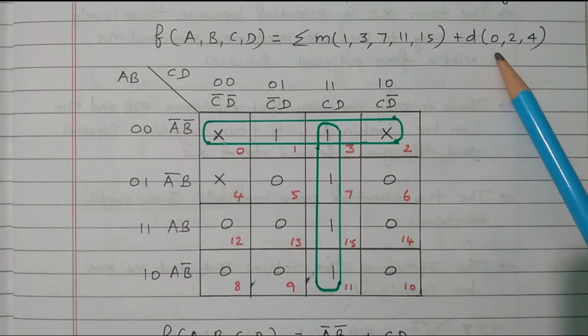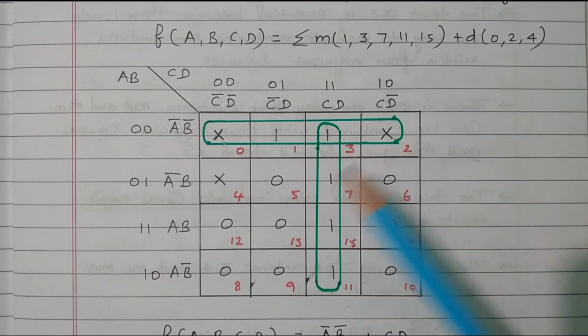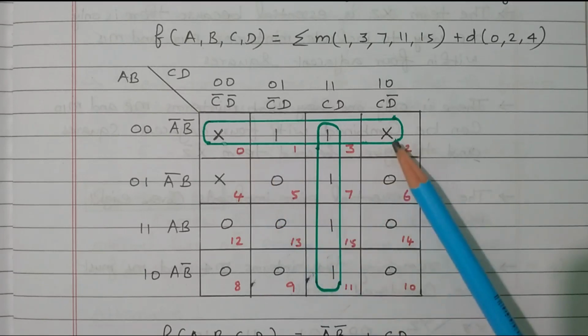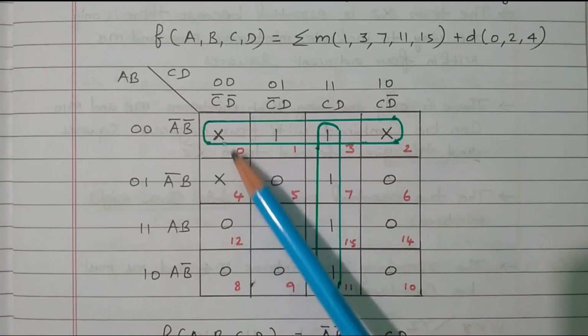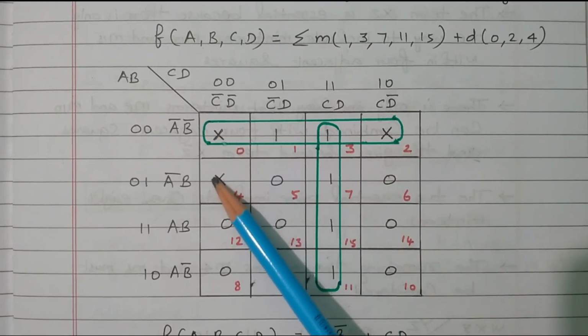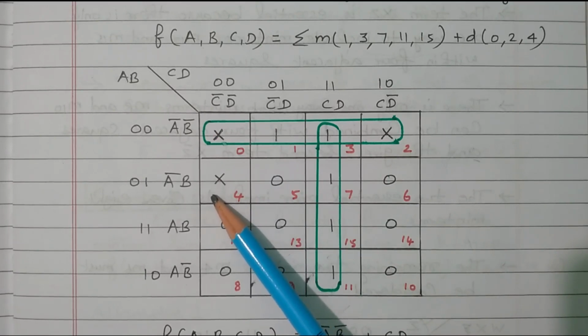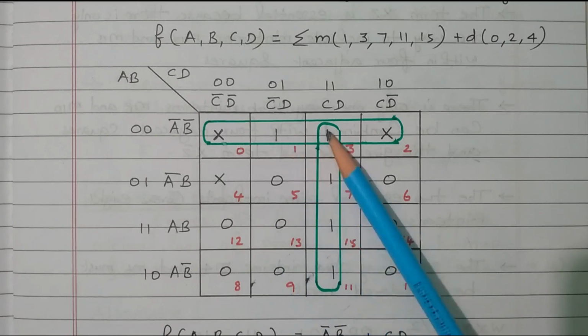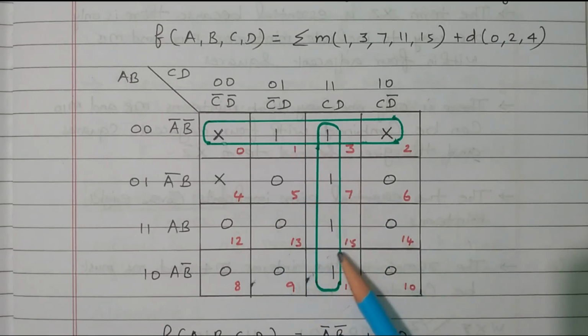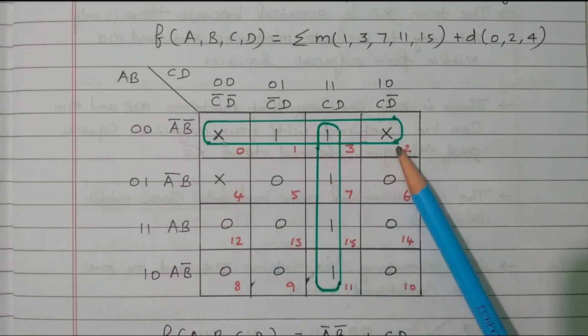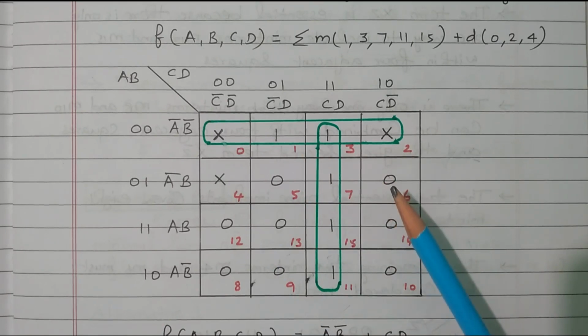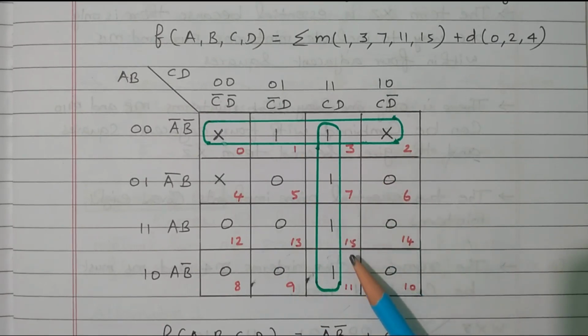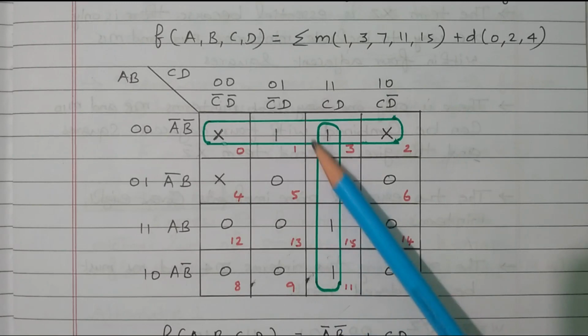There are 3 don't care conditions, 0, 2 and 4, which are marked as X. X means it may be 0 or 1. The don't care condition is marked as X. So there are 5 minterms and 3 don't care conditions available. Now we need to go for the simplification. We need to go for grouping of ones.